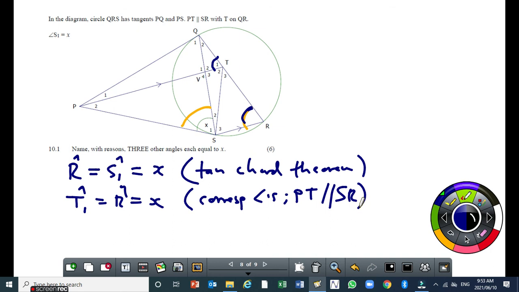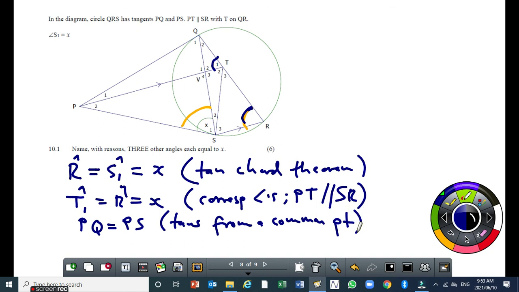The third angle, you have to start by saying PQ is equal to PS, and the reason is tangents from a common point. Then from here you say Q1 is equal to S1. They are both equal to x, and your reason will be angles opposite equal sides.